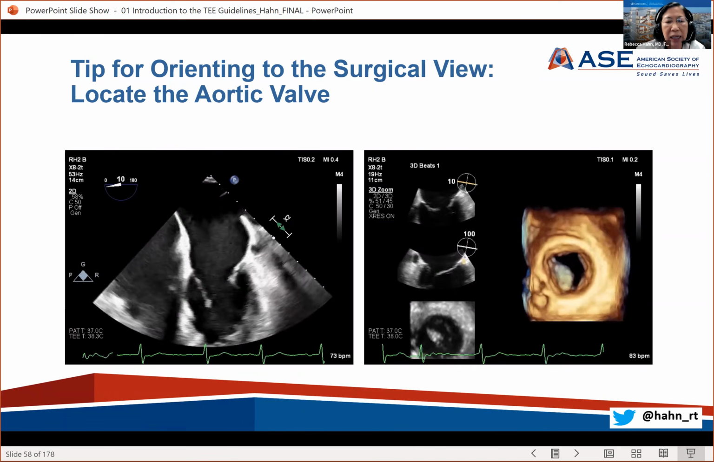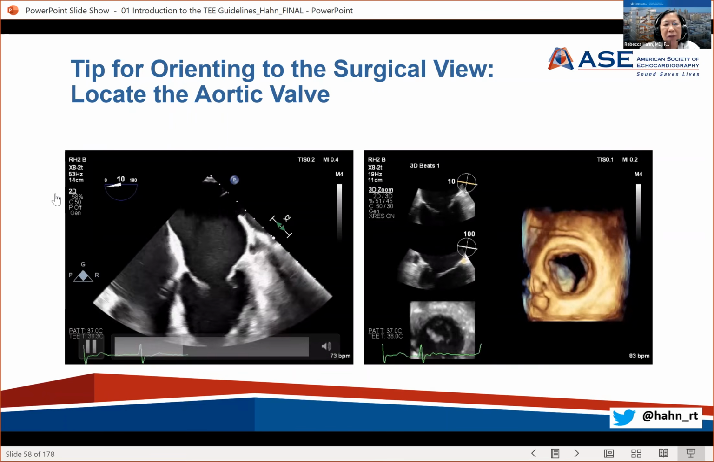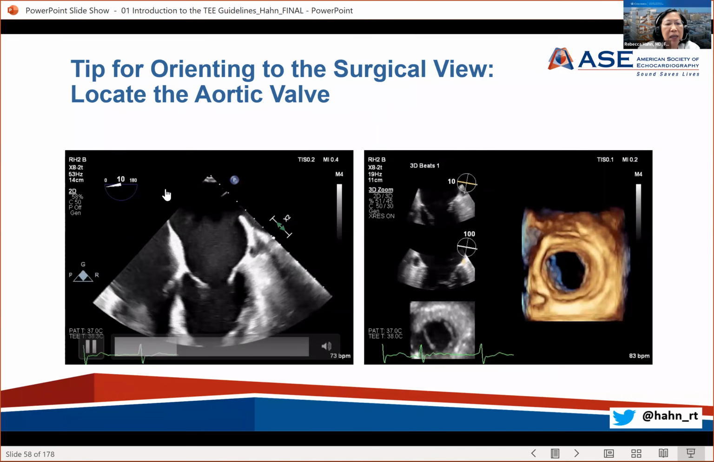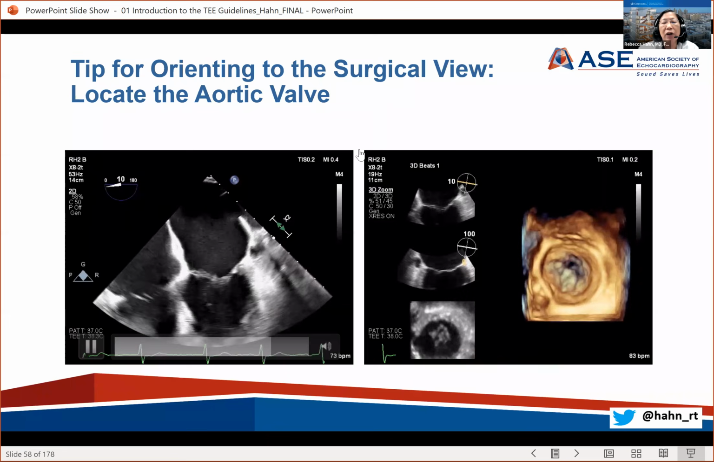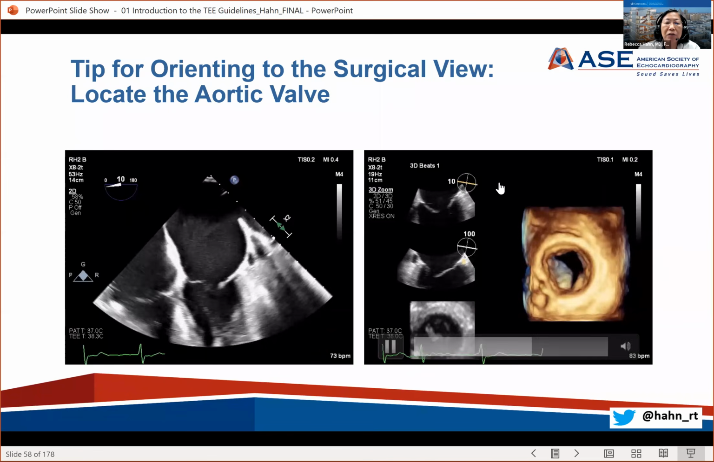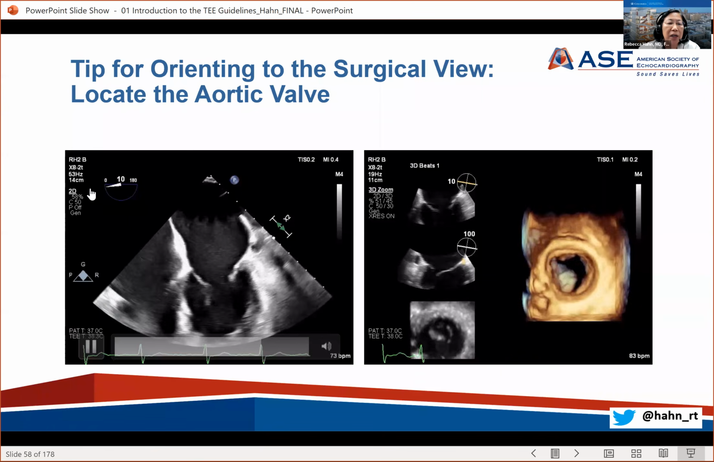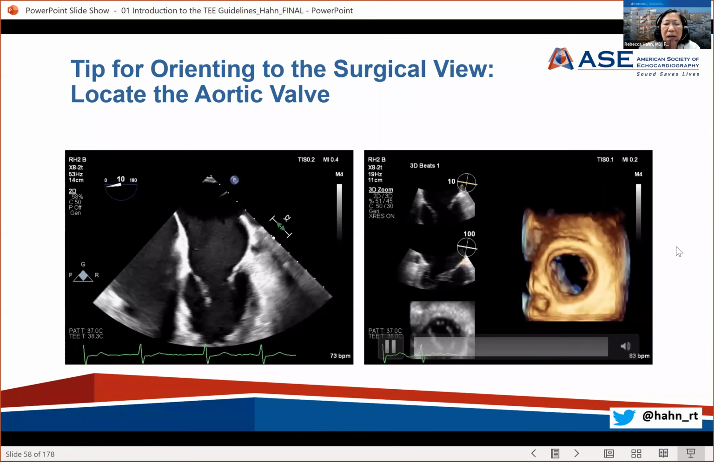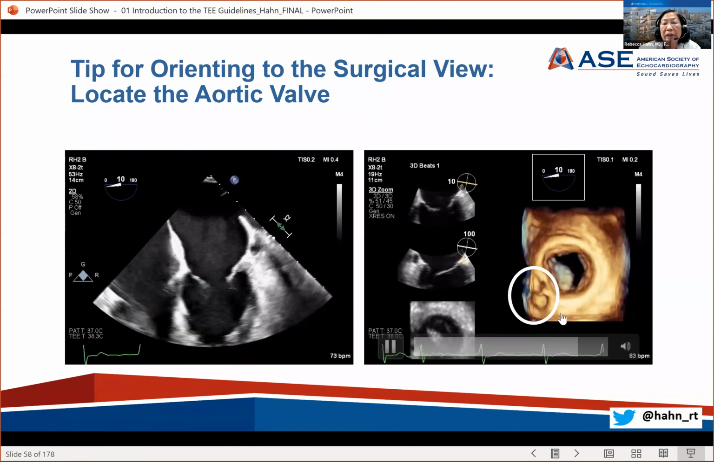But the other trick is that in most patients, and again, this is not going to be true if you have a very rotated patient, this little mechanical degree indicator actually helps you. It turns out that the mechanical degree indicator is pointed in this direction, and it roughly correlates with where the aorta is going to be.